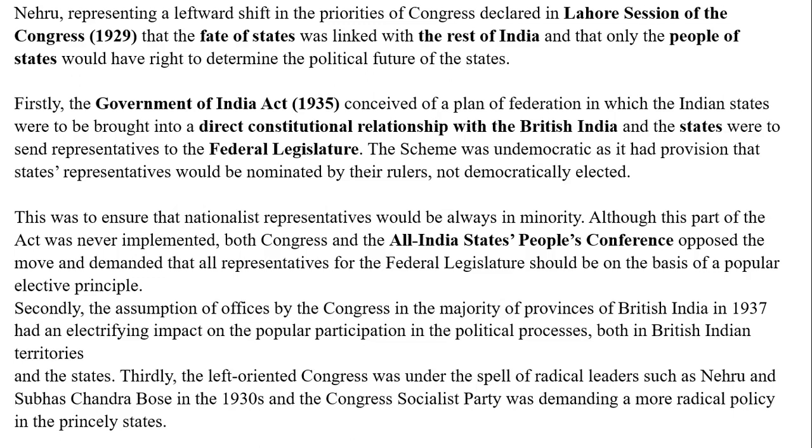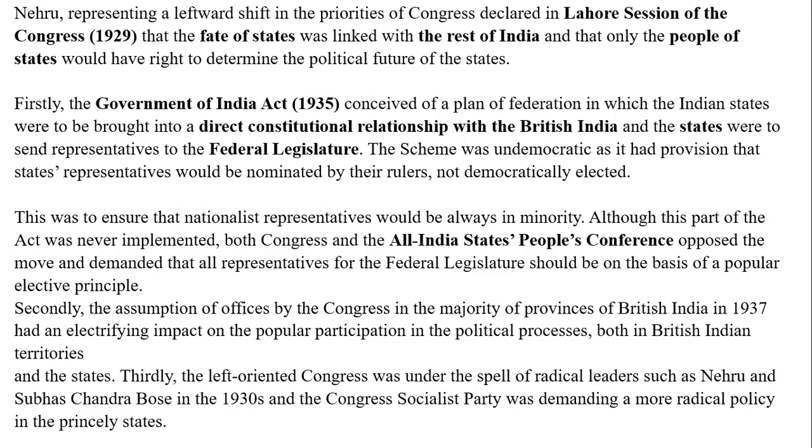Further, what happened? There was a divisive kind of policy that was formed. However, it was not executed, but it was formulated through the Government of India Act 1935. And what was the plan? It conceived of a federation in which Indian princely states were to be brought into a direct constitutional relationship with British India, and the princely states were to send representatives to the federal legislature.